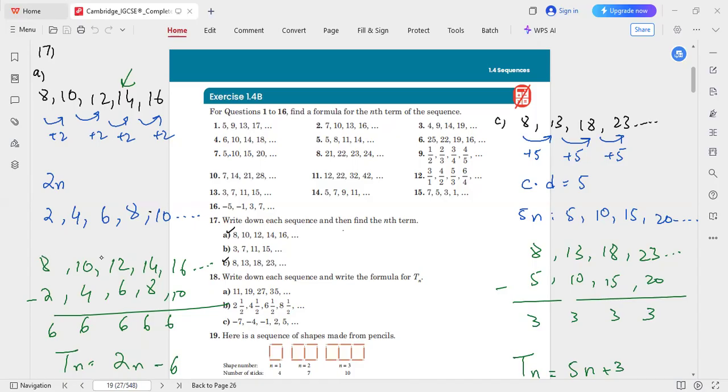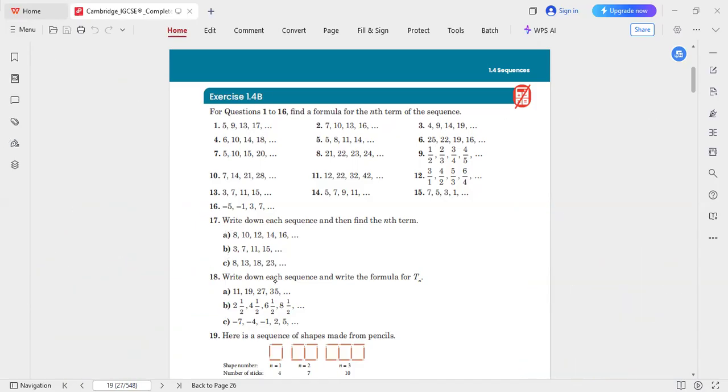Now in the 18th question, they are saying that you need to write down each sequence and write the formula for Tn, and Tn is basically representing the nth term of the sequence that I told you before. So here again, we will be going on with similar working. Let's go on with 18th part A.